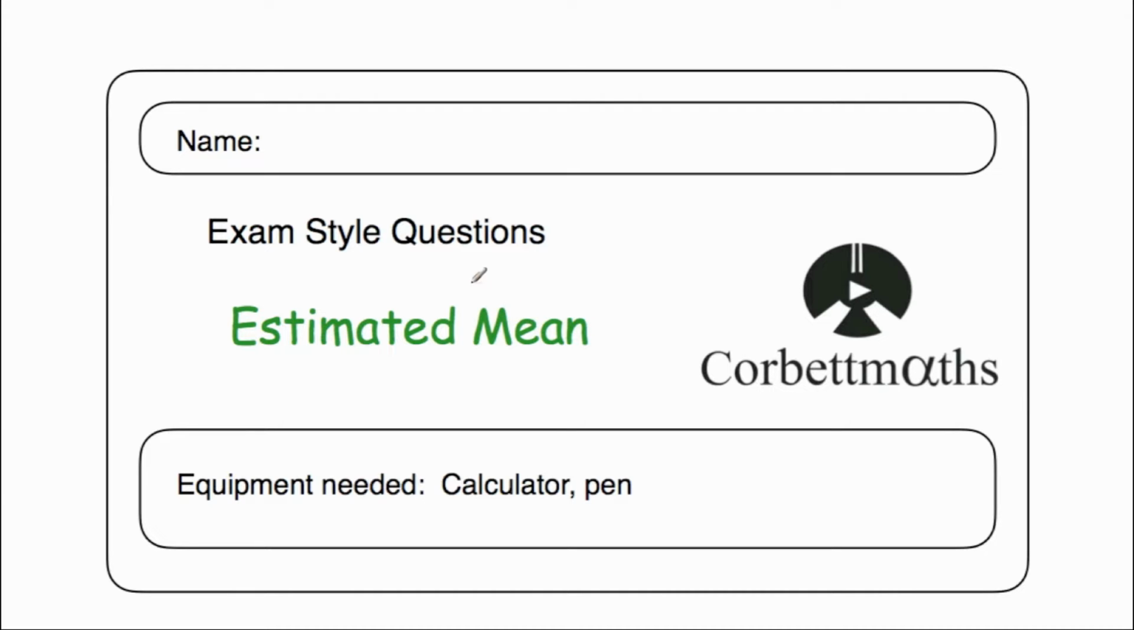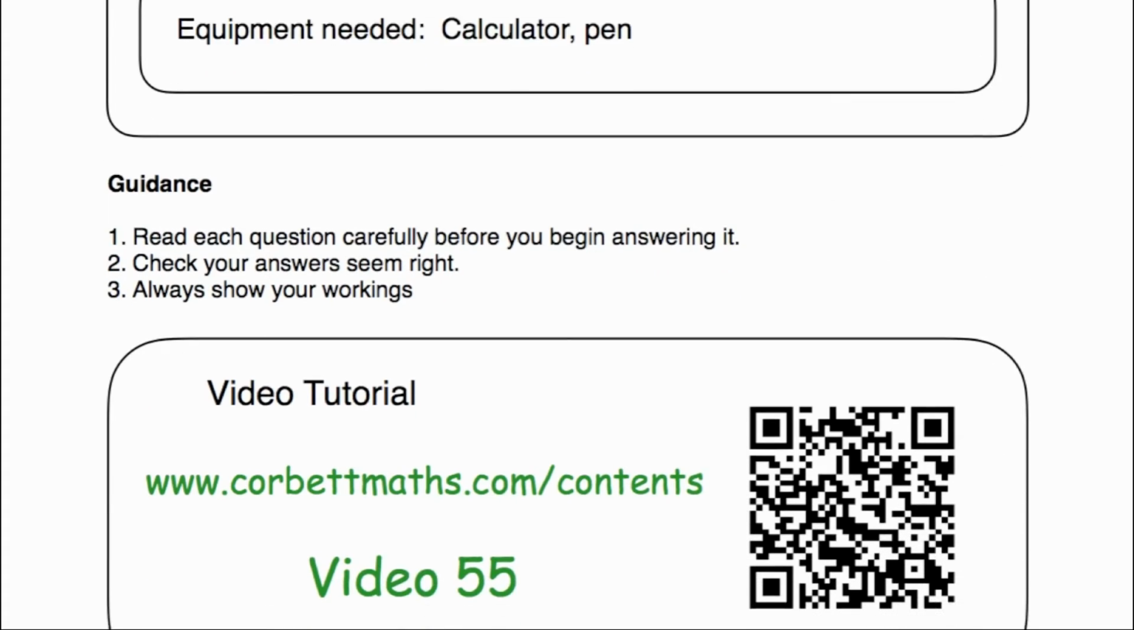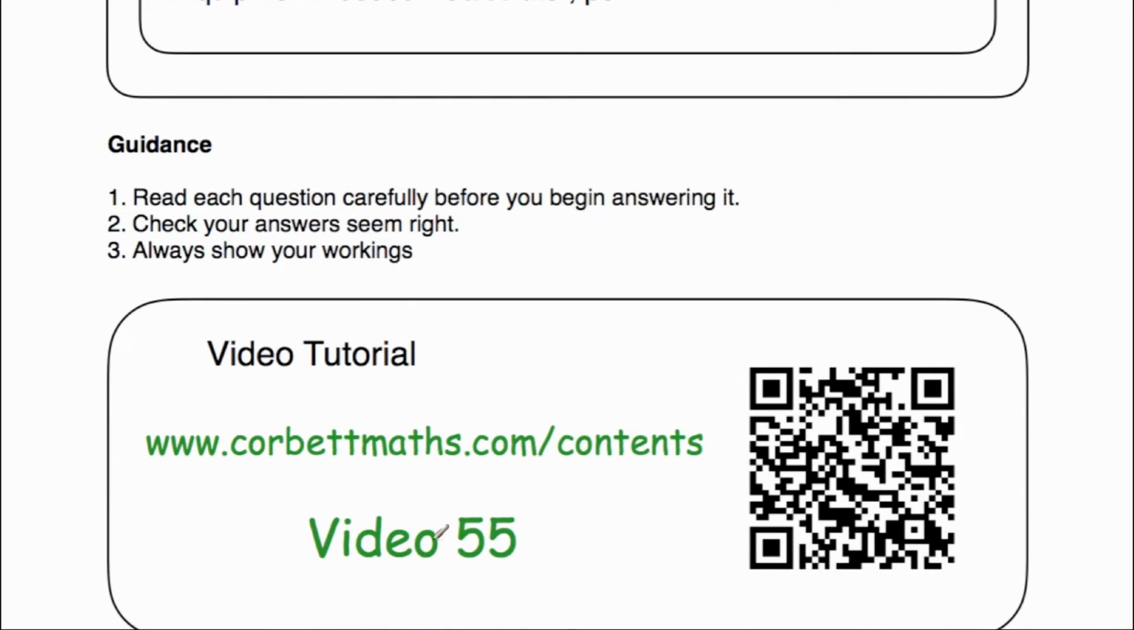If you do need some extra help on estimated mean, go to corbettmaths.com/contents and scroll down to video 55 and click on that video, and that will be the video tutorial on the estimated mean, or scan the QR code in the front of this booklet. Okay, so let's get started.